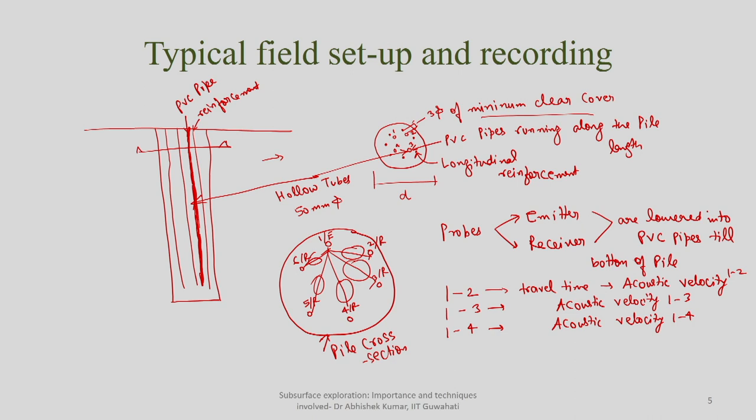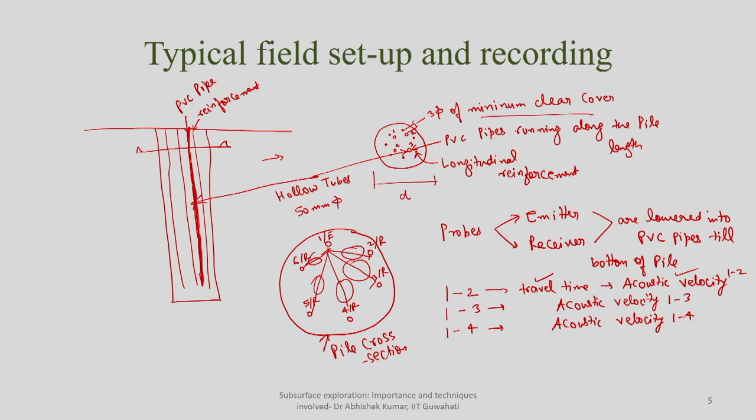So if some kind of defect is there here or here or here, you can get an idea, because any kind of defect will compromise the strength of that material or the resistance of the material against acoustic disturbance. That will be indicated by a delay in your travel time or a reduction in the velocity of propagation through that medium. So that's how you can do the test.